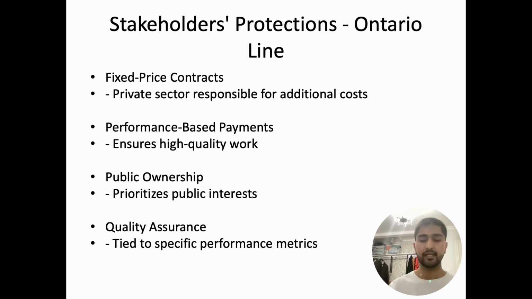Now talking about the stakeholders' protection in the Ontario Line. Financial protection ensures the private sector is responsible for cost overruns, protecting government finances. Performance-based payment. The payments are tied to meeting predefined standards and timelines, incentivizing high-quality work. Public ownership, with priority to the public interest.